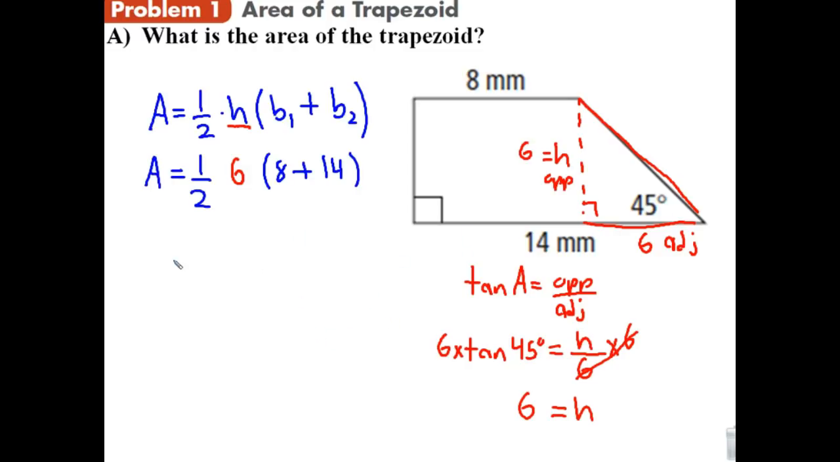and then I can just multiply things through using the calculator. So a half times 6 times 8 plus 14, and we end up with 66 for a total. So we can say 66 millimeters squared. All right, that's an example of using our trapezoid area formula along with using some trigonometry to solve for a part of the figure. Okay, part B is the same idea.